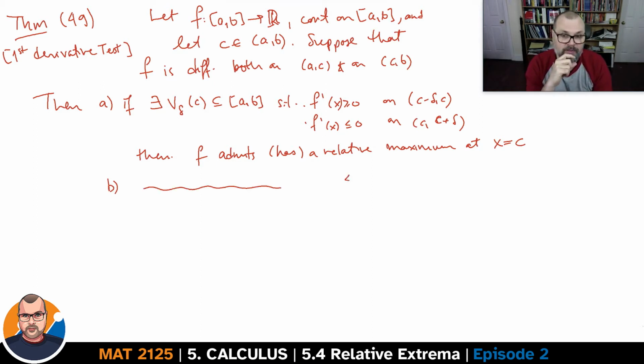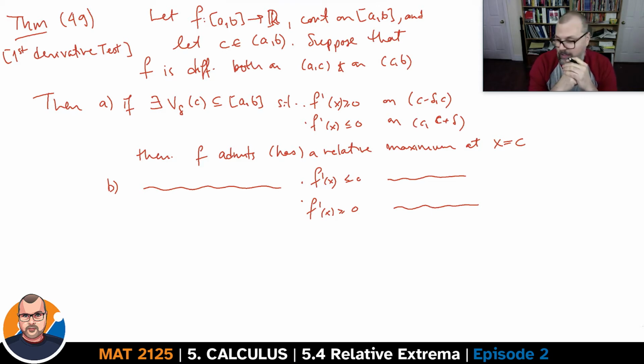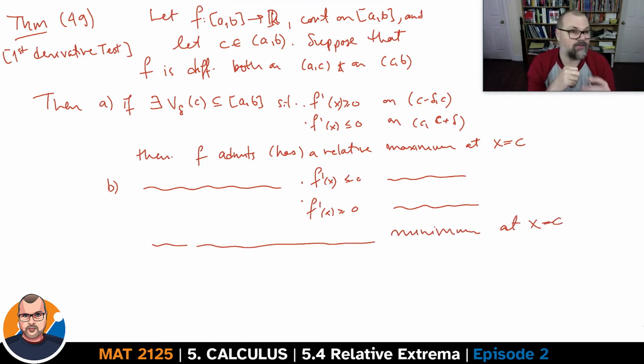The second statement is basically the same. The only difference here is that we have f prime at x smaller than or equal to 0 on c minus delta, c, and f prime at x greater than or equal to 0 on c, c plus delta. In that case, it is a relative minimum which is found at c. Are you noticing something here? We make absolutely no mention of f prime at c.